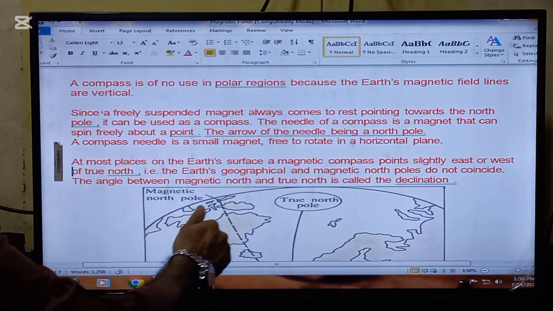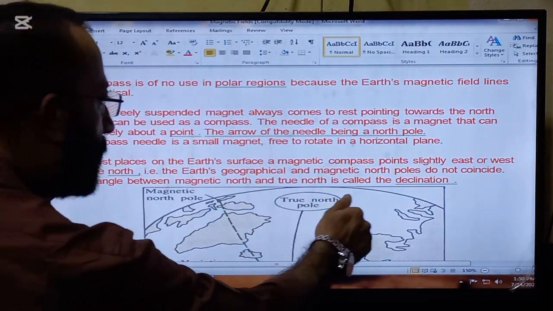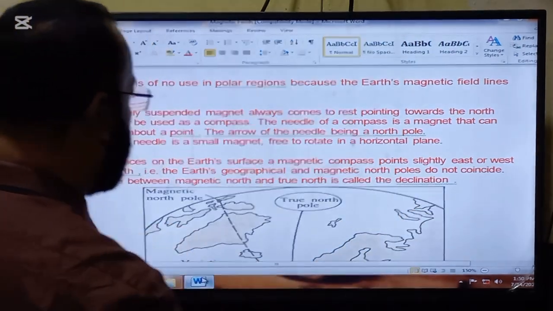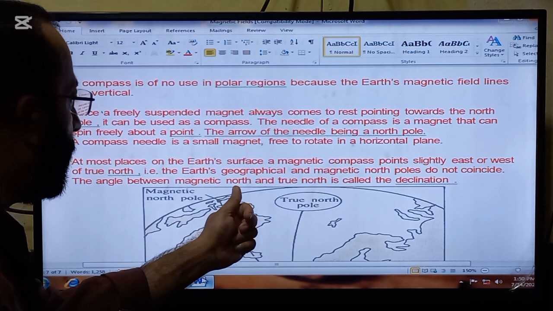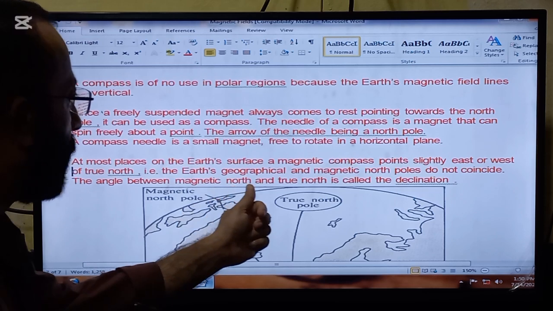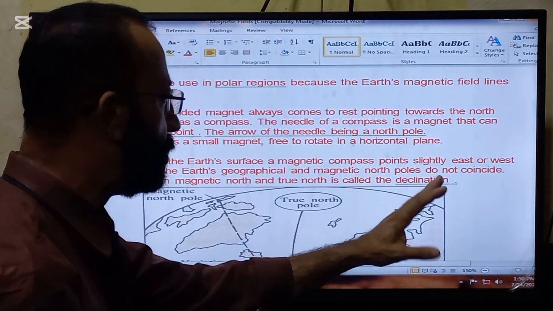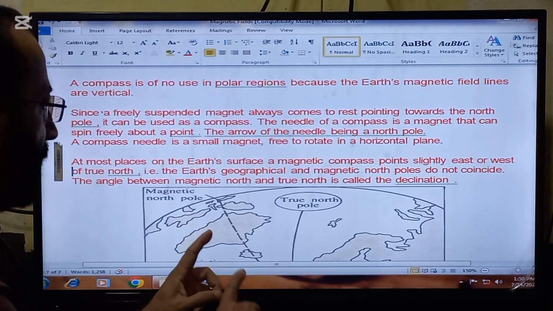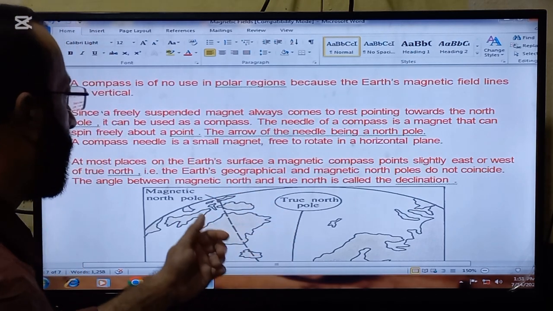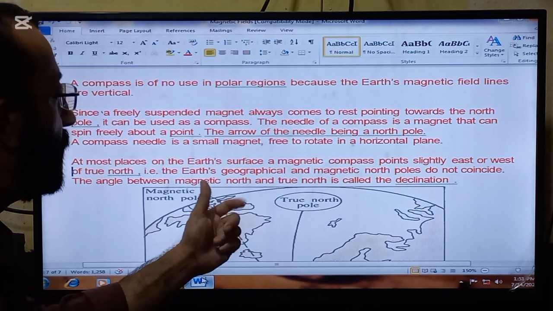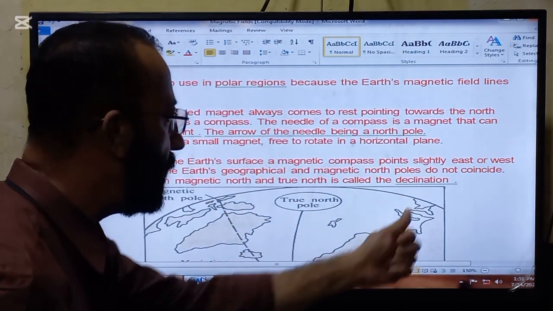The angle between the magnetic north and the true north is called the declination. So, as you have read, the reason that the Earth's geographical and magnetic north poles do not coincide means there will be a difference in the angle between the true north and the magnetic north. That difference is called declination.